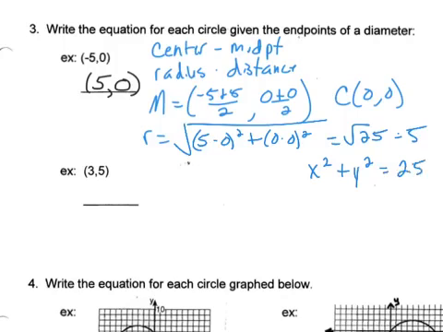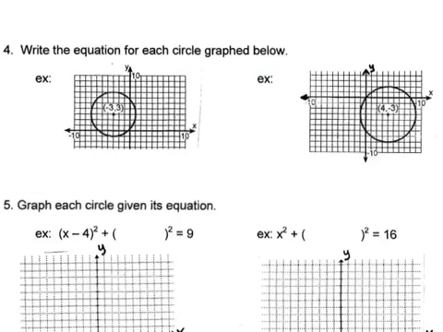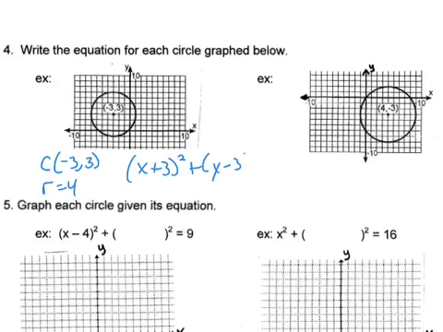We will do the second one in class. We can also write an equation from the graph. Here we have a graph of a circle, and its center is at negative 3, 3. We just count the squares to figure out the radius: 1, 2, 3, 4. It looks like the radius is 4. To write that circle equation, first I write down that my center is negative 3, 3, and the radius is 4. All I have to do is put it in the formula: x plus 3 squared plus y minus 3 squared is equal to 16.